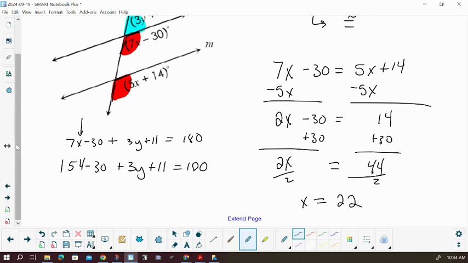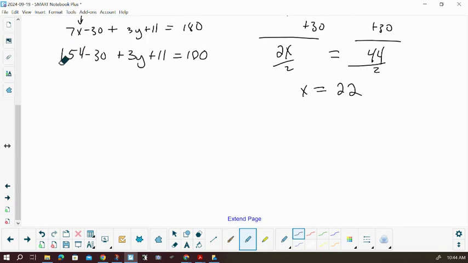And then we're going to combine our like terms because we've got so many terms on this side and 3 of them are alike. 3 of them do not have a variable, so I'm going to combine those. So I'm going to do the 154 plus a negative 30, and then I'm going to add 11, and I get 135. So on the left-hand side of this, if I combine these 3 numbers, I get 3y, and it was plus 135 equals 180.